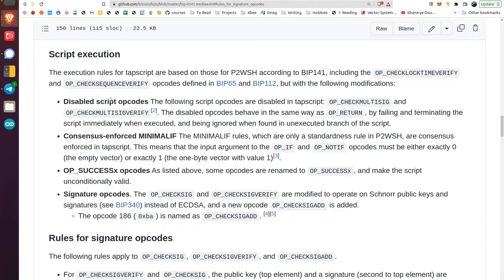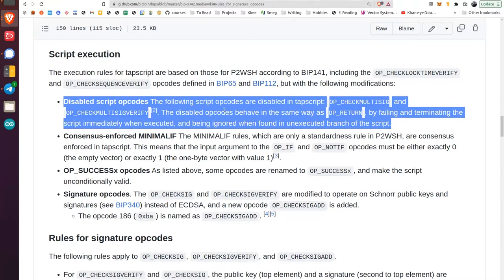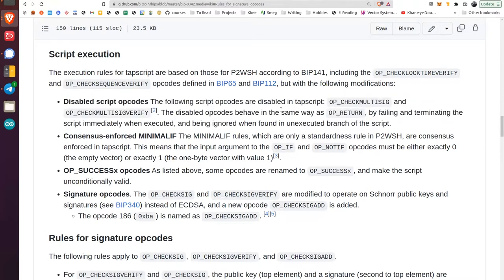Okay. So what does it do? It disabled some script opcodes. So it used to be in scripts that were written prior to Taproot, you would be able to use opcodes called OP_CHECKMULTISIG and OP_CHECKMULTISIGVERIFY. These opcodes have been disabled in Taproot. So you can no longer do OP_CHECKMULTISIG or OP_CHECKMULTISIGVERIFY. They now behave the same way as OP_RETURN by failing and terminating the script immediately when executed. So if you write a tap script and you try to put one of these two opcodes in it, it will not work. What did they do instead?